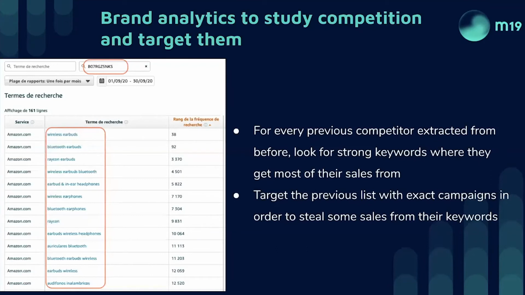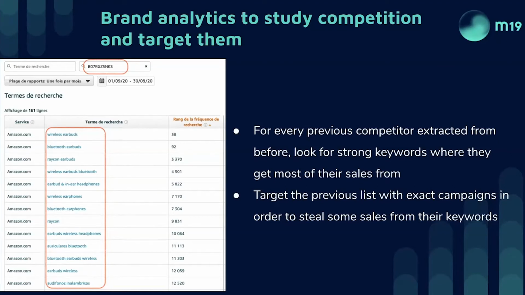Then from the same list, once you have created this product targeting campaign, you go back to Brand Analytics and pick ASIN per ASIN and put it back in Brand Analytics, and you will see all the search terms for which this specific ASIN, keep in mind that this is one of the competitors you are already targeting, you will be able to see all keywords, all search terms that this competitor is getting sales from, where he's strong.